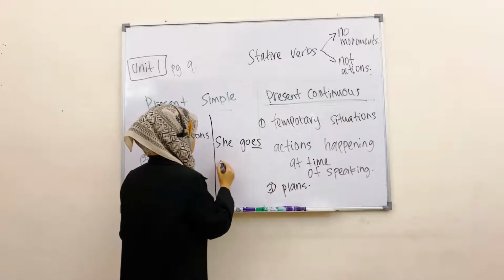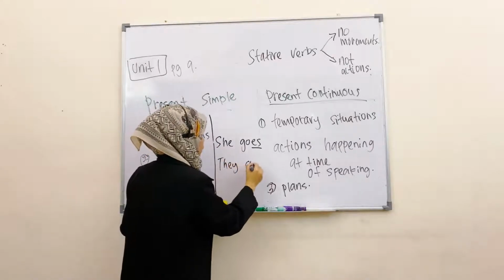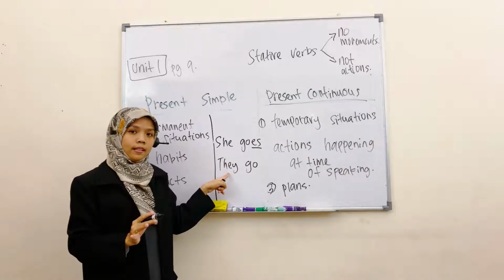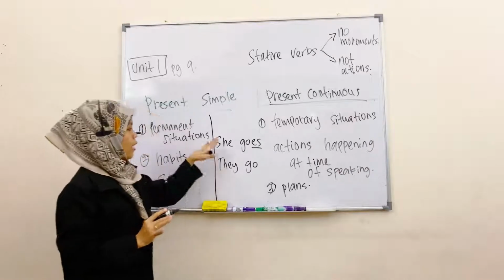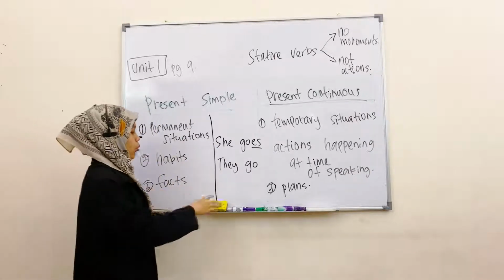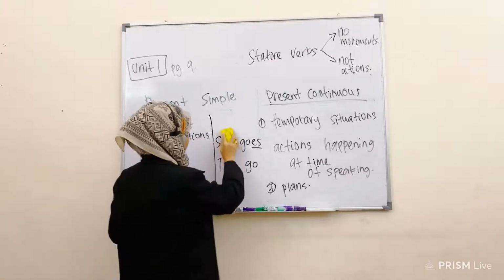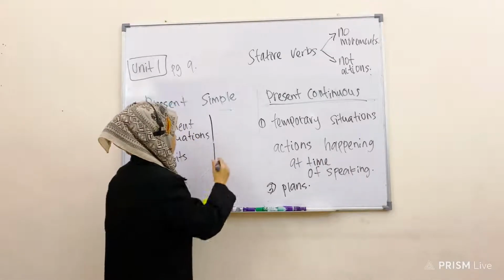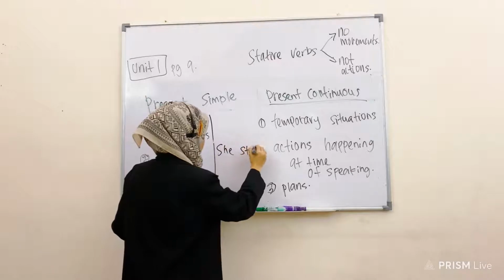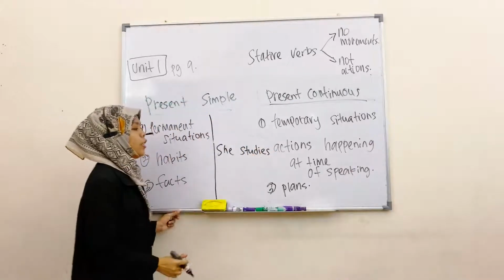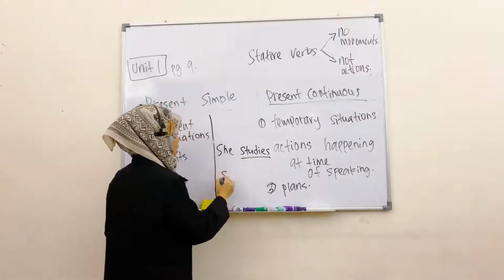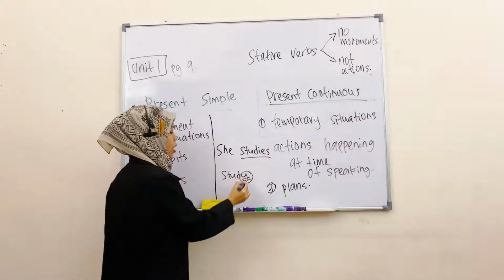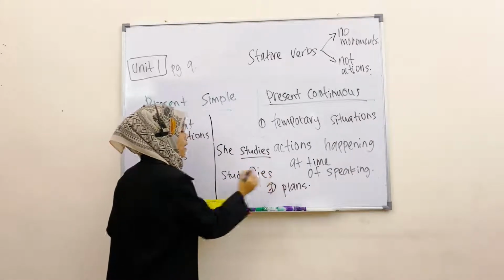Next we're going to look at this one. They go. They go does not need ES. Why? Because this one is a plural subject. Alright, so we are done with this second category. We are going to look at the third category. This one you need to change. The root word is study, so it ends with Y. Change Y to I and then add ES.